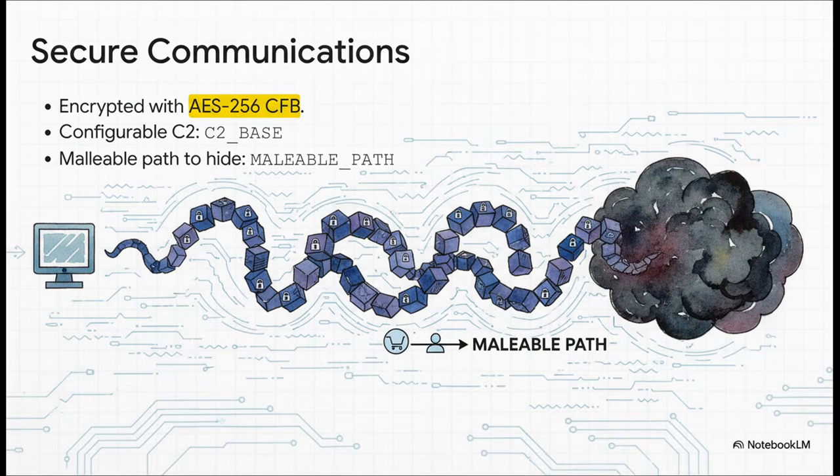The communication itself is also built for stealth. It's not just sending data in the clear. All the traffic back and forth is encrypted with AES-256. And check out the configuration here. The C2 address is what it is, but look at the path. It's malleable. This means an operator can change this malleable path to look like totally normal, legitimate web traffic. That makes it so much harder for network defenders to spot the beacon's check-ins among all the other noise.